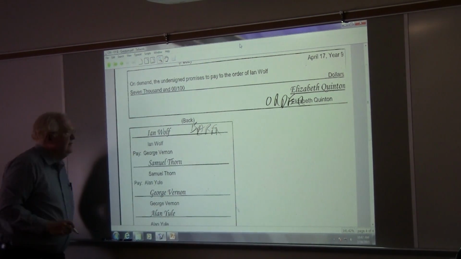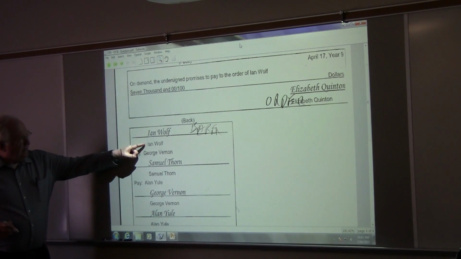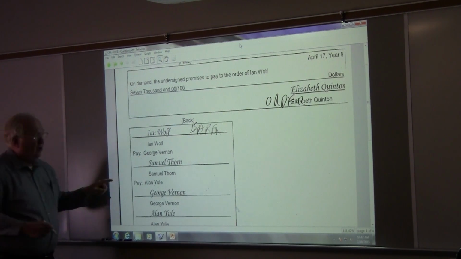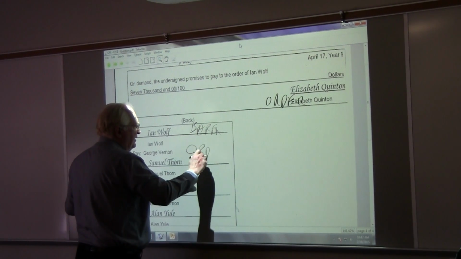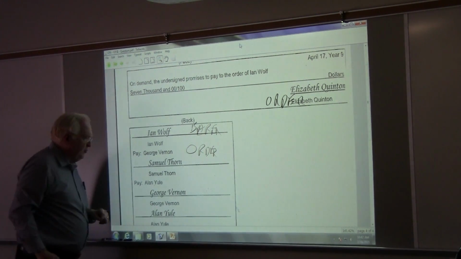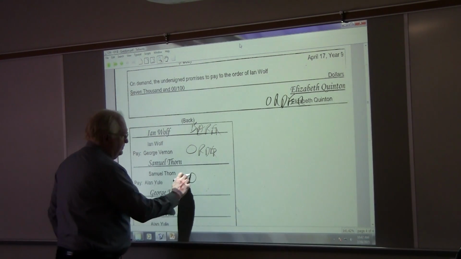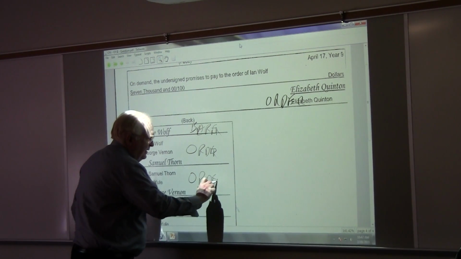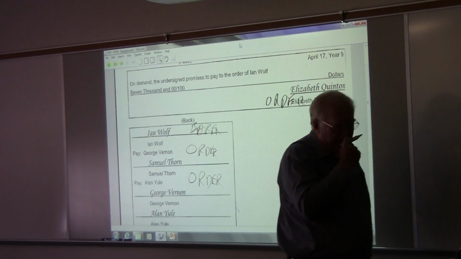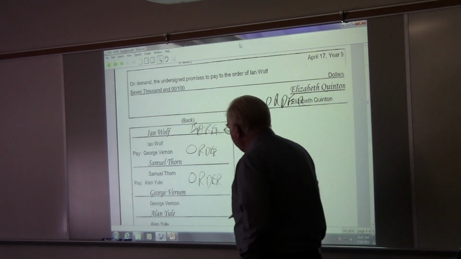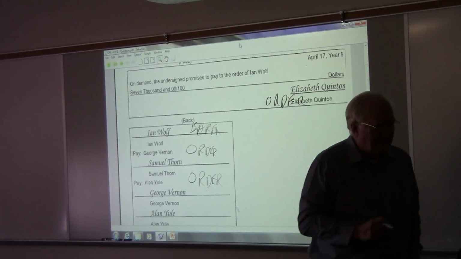And then it's to pay George, so that makes it order, because the only one that can collect from this is George. And then the next endorsement is to Alan, that would also be order. And then, what about the next one? Candace? It's bearer. Why is it bearer?